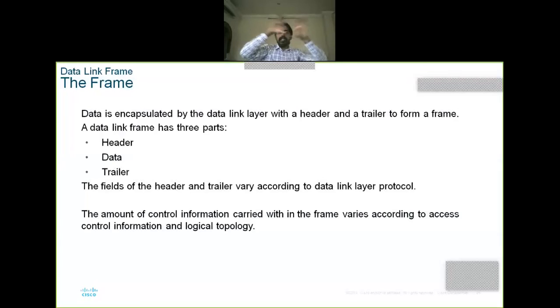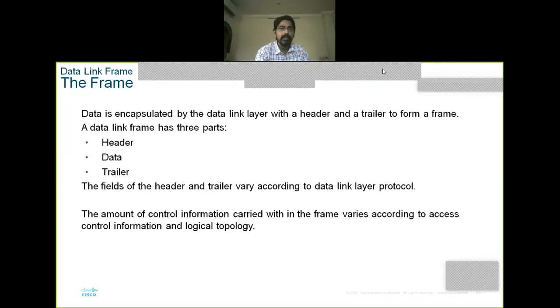Next, the data link frame. The data link layer transmits data in the form of frames. I already told you. So what is the structure of that frame? The data is encapsulated as a frame. What are the actual things in that frame? For a data link frame, we have three parts.